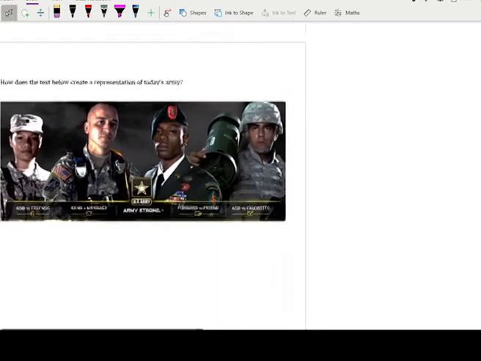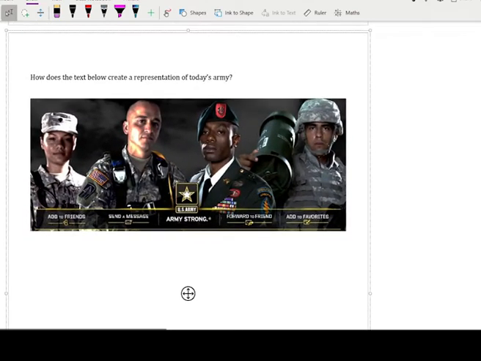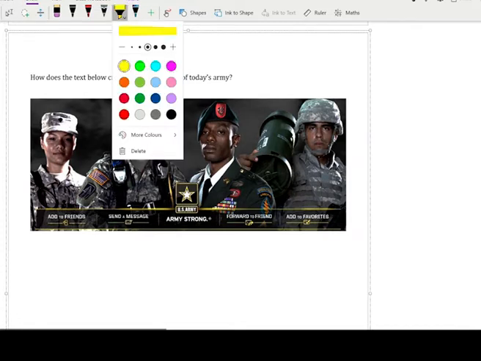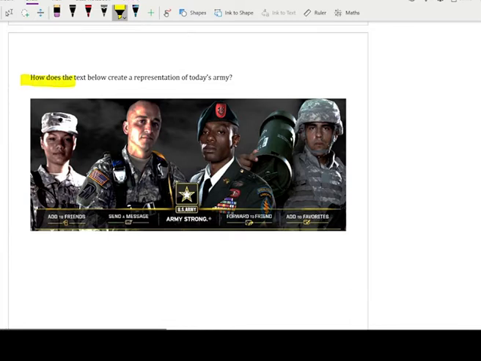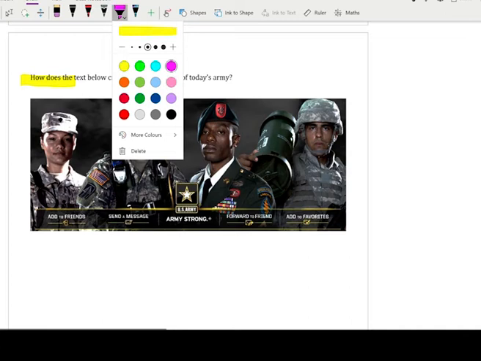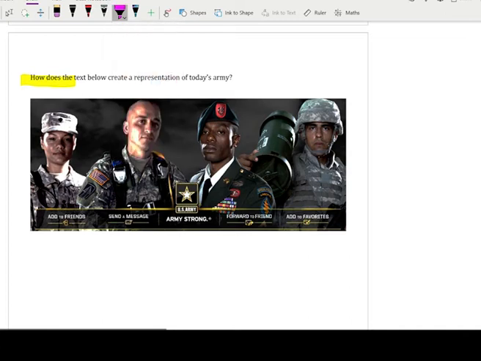Here's another one. How does the text below create a representation of today's army? So the how is the conventions. It's not specifying which one. And then the idea is representation of today's army. And let's annotate. So we have 4 characters.